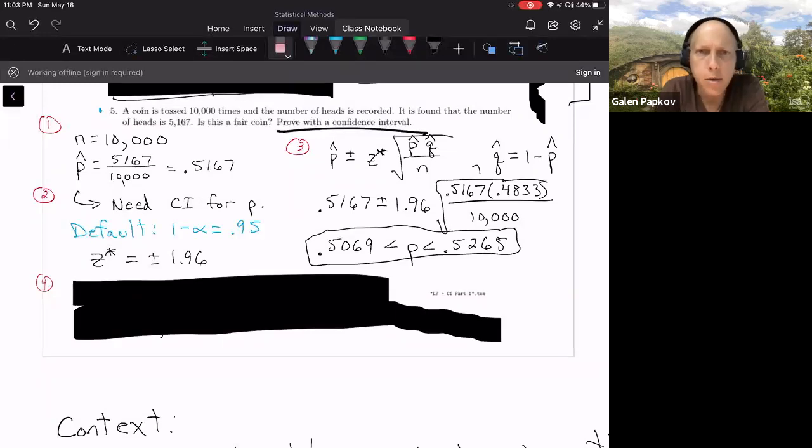So finally, we need to interpret this. Now remember, our goal for this problem is to figure out, is this a fair coin? And so based on the interval, we are 95% confident that p, which is the true proportion of heads or probability of heads for this coin, is a value between 0.5069 and 0.5265. So is this a fair coin? Well, if it's fair, what can p be? Or what should p be able to be?